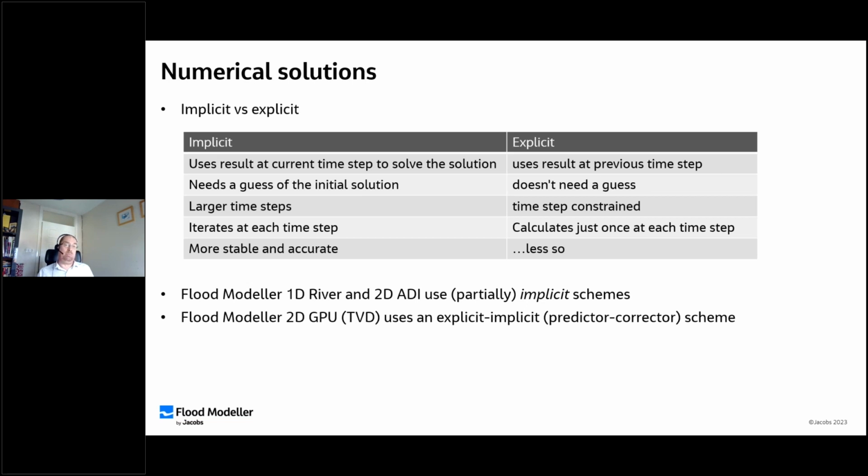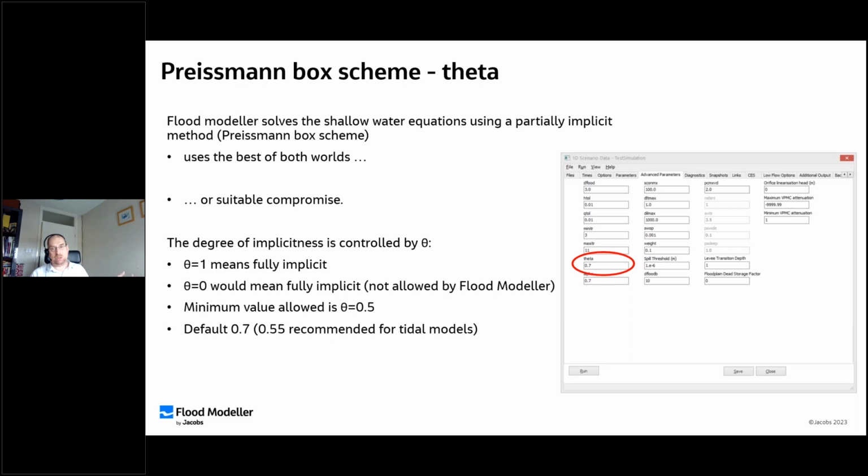And Flood Modeler uses pretty much a combination of both of those, the best bits of both, if you like. So 1D and 2D ADI use implicit schemes, or at least partially implicit schemes, and our 2D GPU, which I said is based on the TVD, uses basically a predictor-corrector scheme, where the first step is explicit, and then the correction step, the iterative step, is implicit. So hopefully the best of both worlds. And like I said, it's getting a bit mathematical, but hopefully that gives some insight as to what's actually going on under the bonnet, under the hood of the software.